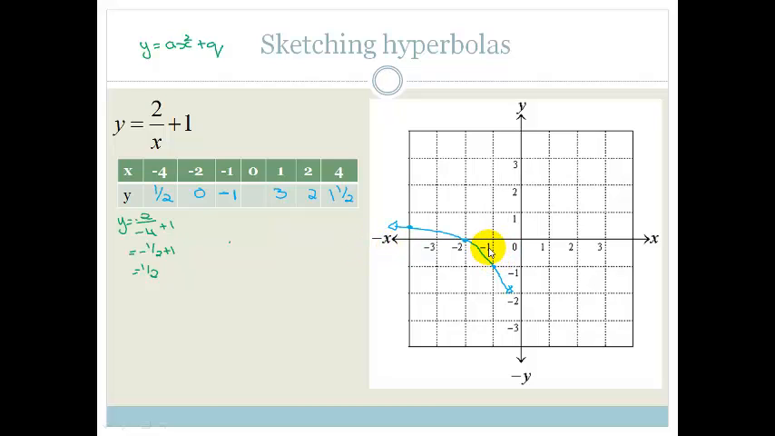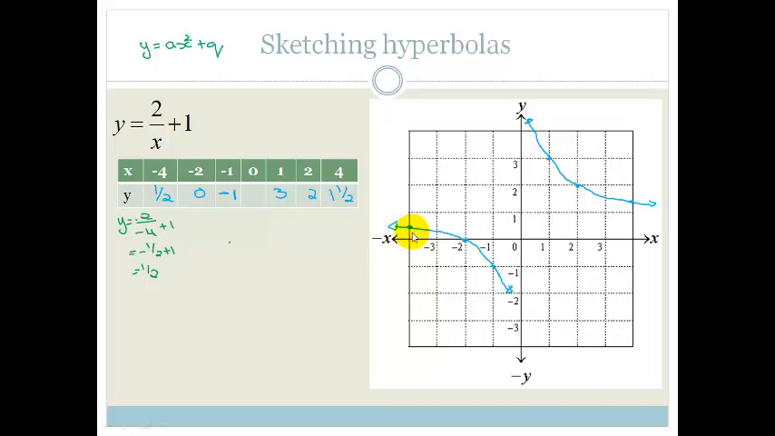Let's have a look at the next numbers that we need to plot. We've got when x is 1, y is 3. When x is 2, y is 2. And when x is 4, y is 1.5. So now we need to just again plot these points. There we go. Nice and easy, right? Okay, so do you see that this graph has actually moved up from what it was before?